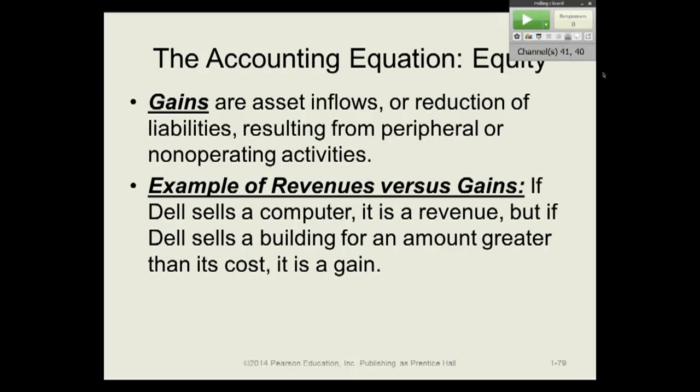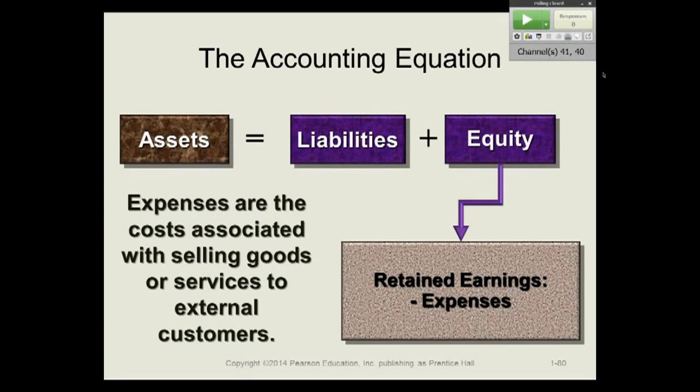Now, the same thing is going to be true for losses or expenses. So just make sure you keep that in mind. So again, Apple sells an iPhone, it's considered revenue. Apple sells a fleet of automobiles, it's a gain if they sell it for more than cost. Any questions on that? So again, if it's normal operations, it's called revenue. If you have income from peripheral or external or non-business activities, it's a gain.